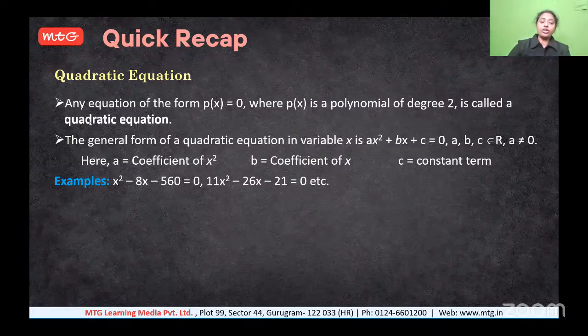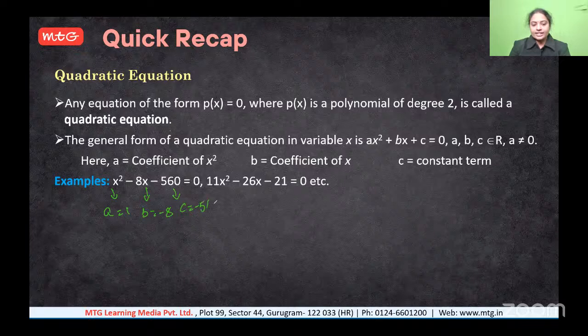Be careful. Whenever you talk about the coefficients of x square, x, and the constant term, that is a, b, c, you should always take them along with their sign. This is where many children make mistakes. The very negligible errors lead to wrong calculation. You know how to solve the whole problem in a systematic way, but while choosing the b, c values you missed the sign. However you solve the problem, it makes no sense. So here the a value is 1, the b value is minus 8, and the c value is minus 560.